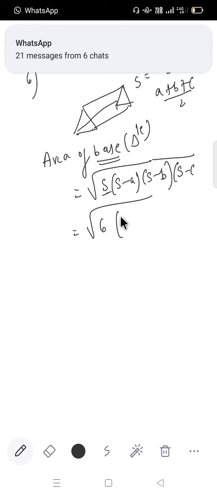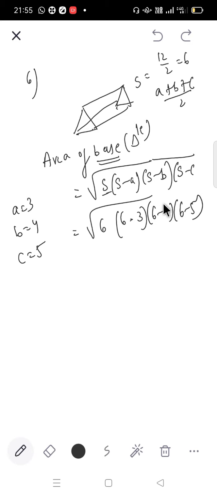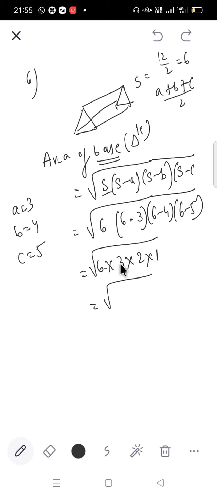So 6 into 6 minus 3 into, A value is 3, B value is 4, C value is 5, so 6 minus 4 into 6 minus 5. That means root of 6 into 6 minus 3 means 3, 6 minus 4 means 2, 6 minus 5 is 1. 6 3s are 18, 18 2s are 36. Root 36 value is nothing but 6 centimeter square. Now you got area of the base.